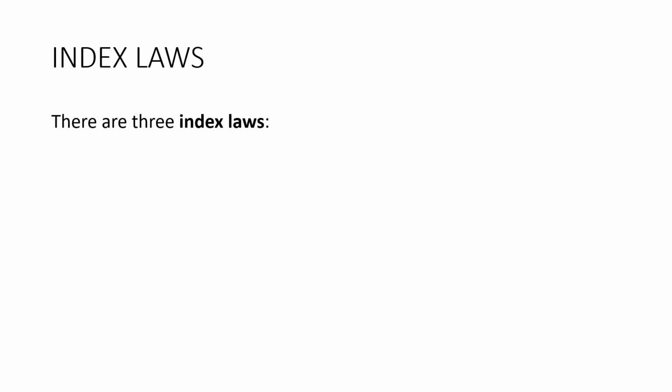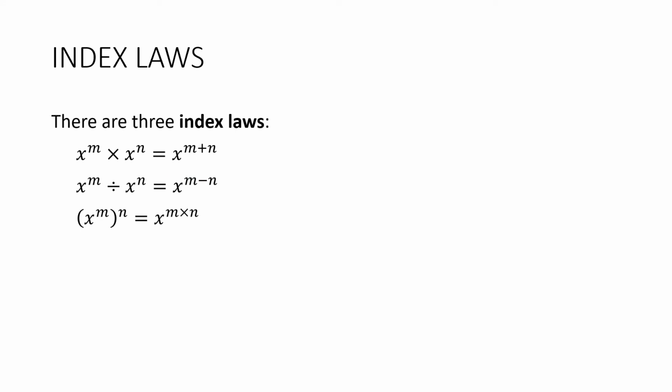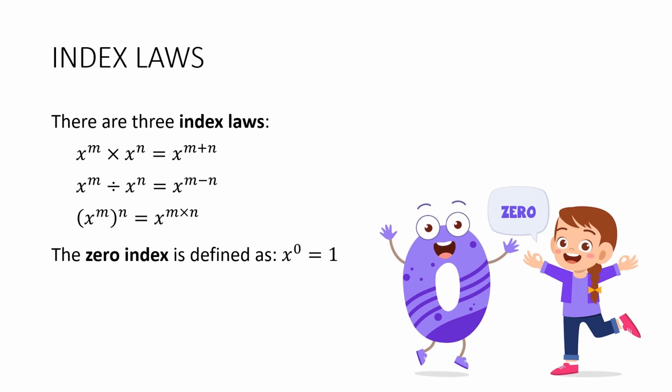Now there are 3 index laws. There's the multiplication law: when we multiply pronumerals or numbers that are the same, we add the indices. There's the division law: when we divide pronumerals or numbers that are the same, we subtract the indices. And when we raise a power to a power, we multiply the indices. We also define the 0 index. X to the power of 0 is equal to 1.